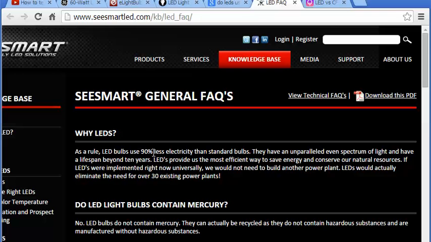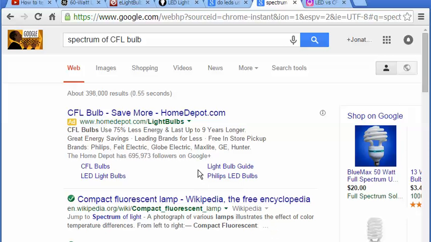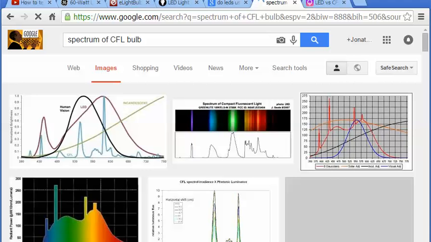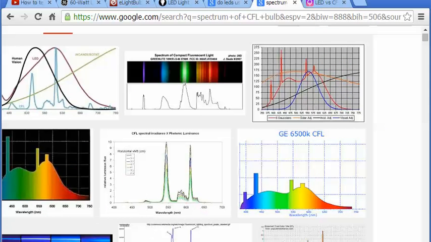As a rule, LED bulbs use 90% less electricity than standard bulbs. They have an unparalleled even spectrum of light and have a lifespan beyond 10 years. LEDs provide the most efficient way to save energy and conserve our natural resources. LED bulbs do not contain mercury, which CFLs do. Let's compare the visual spectrum of a CFL bulb. See if I can find something that looks good on the Google images. Okay, here it is. This is the visual spectrum of a CFL bulb.